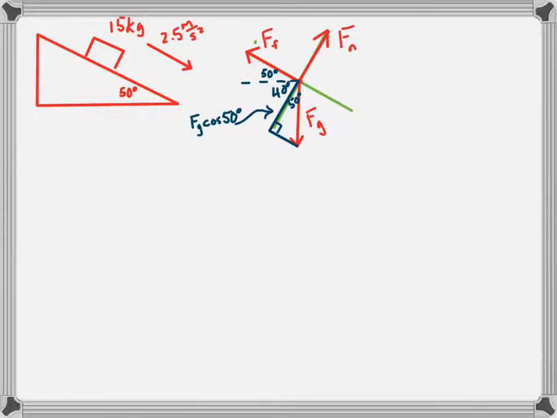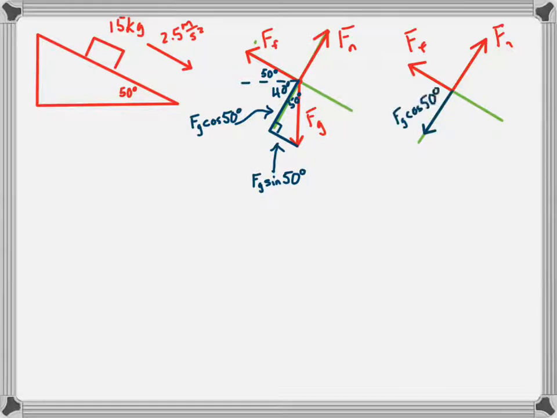Well, we do some trigonometry, do our SOHCAHTOA. We know that the adjacent side is cosine and the opposite side is sine. Now I'm going to redraw this free body diagram, but this time with the forces already broken down into their components. So I have F sub g cosine 50 degrees going down in the negative y direction on my new coordinate system, and F sub g sine 50 degrees going in the x direction on this rotated coordinate system. Okay, we have a free body diagram.